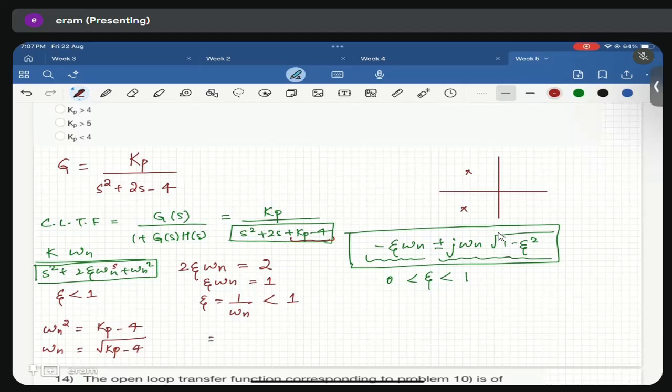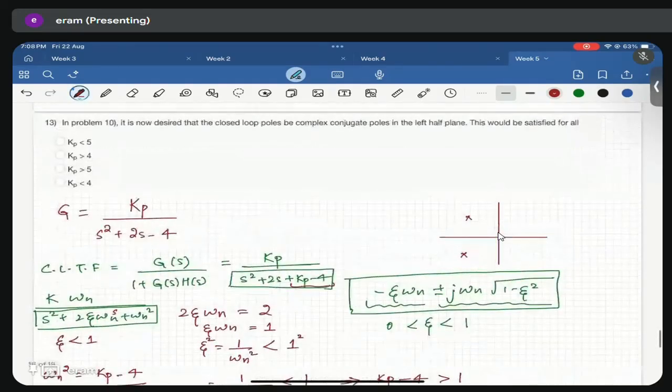Or you can square also, that would be no problem. 1 by kp minus 4 is less than 1. Now can you find out kp? Kp greater than 5. So kp minus 4 should be greater than 1, then kp should be greater than 5.